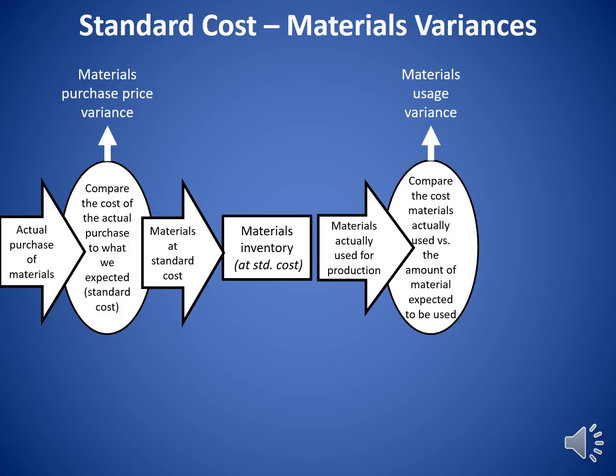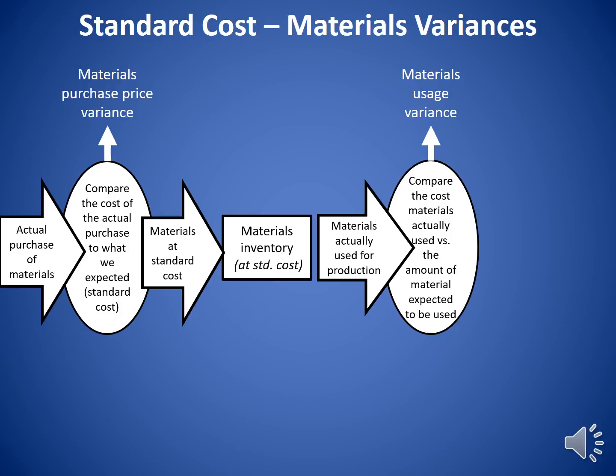At a point then we're going to have to take those materials out of inventory and use them for production. So we take materials out of inventory, and for the materials that we actually use for production, we're going to compare the cost of the materials that we actually used in production versus the amount of material that we expected to use in production, because we created a standard for that. You'll remember that from our previous slides. Now, in the case that the materials that we actually use differ from the amount that we expected to use, that creates what we call a materials usage variance.